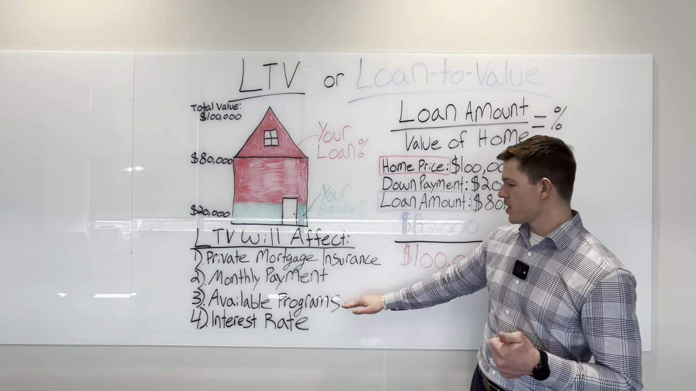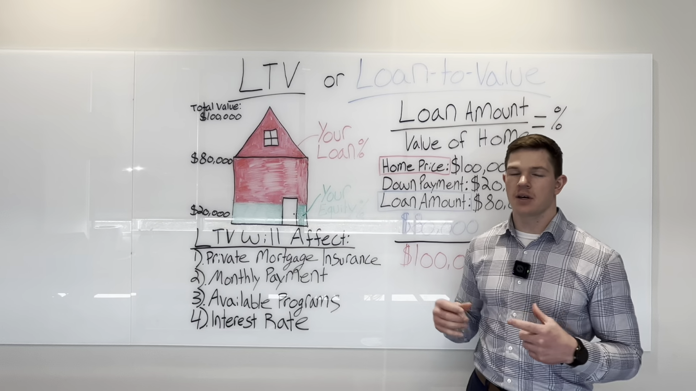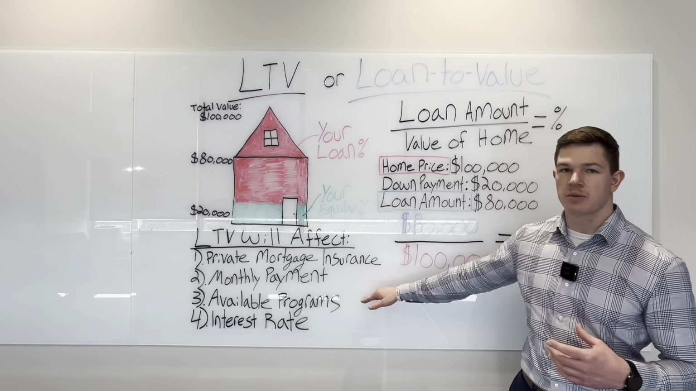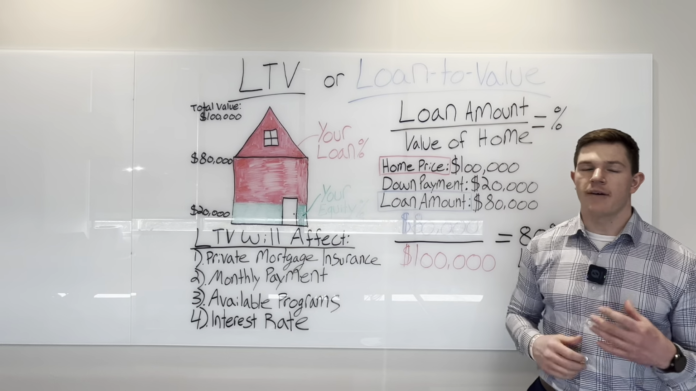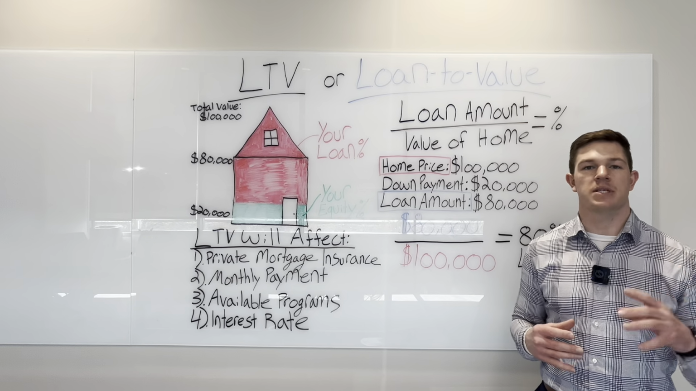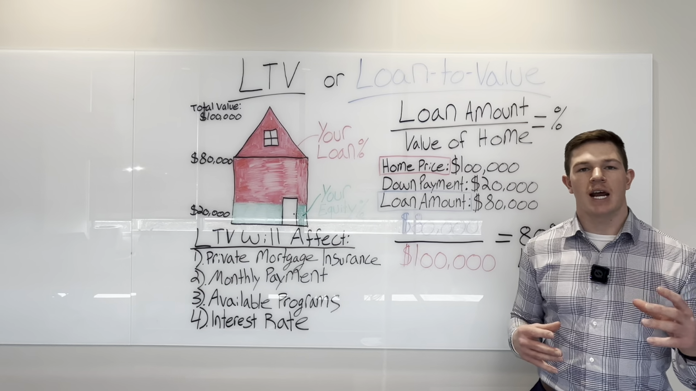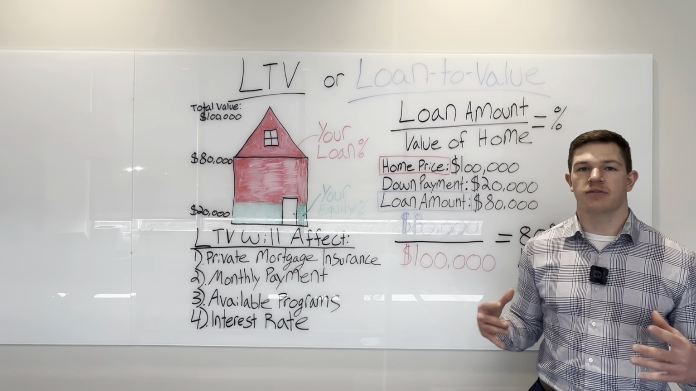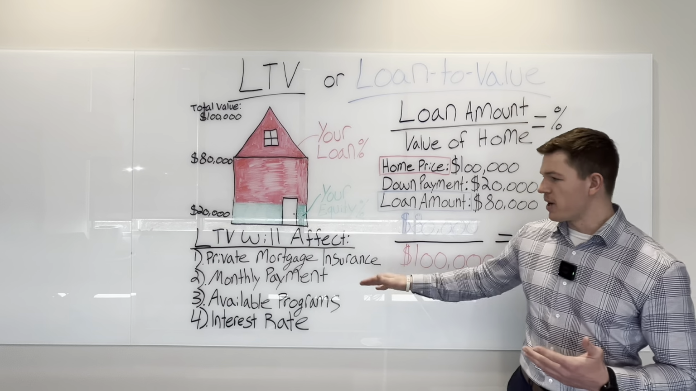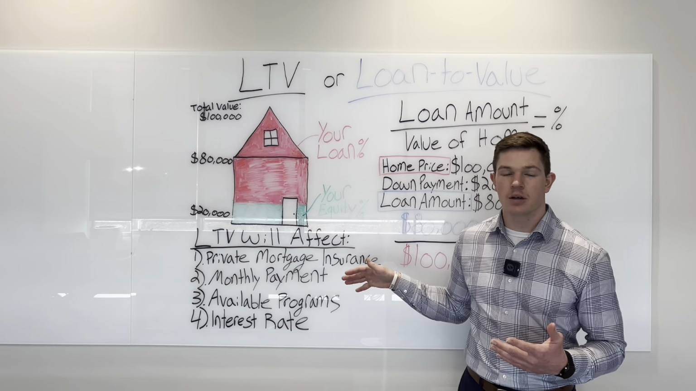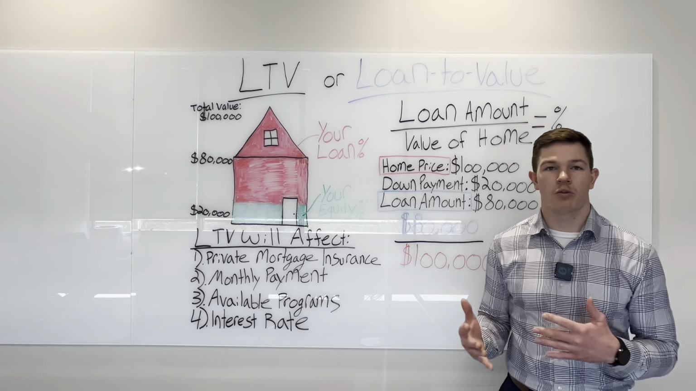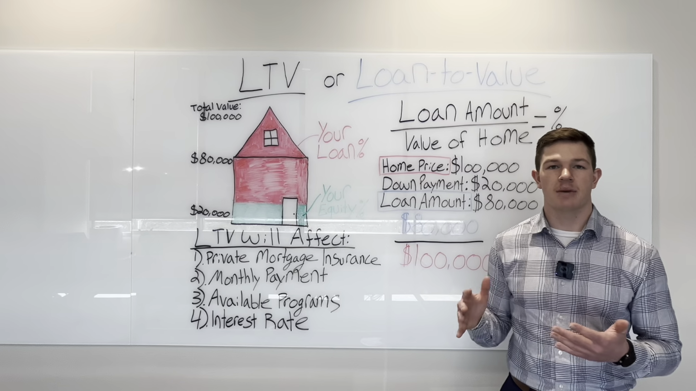Another thing you want to look at when you're looking at LTV and what yours is relative to the home you're purchasing are the available programs that you can use. Every lending institution is going to have a boatload of different programs, and all these programs have different guidelines you have to follow. One of those guidelines is your loan to value. So depending on how much of a down payment you're bringing, or when you're refinancing, how much equity you have in the home, that's going to change what programs you have available to you. So keep that in mind.